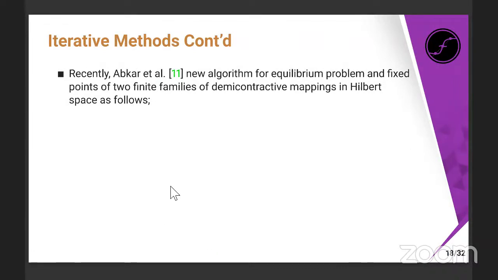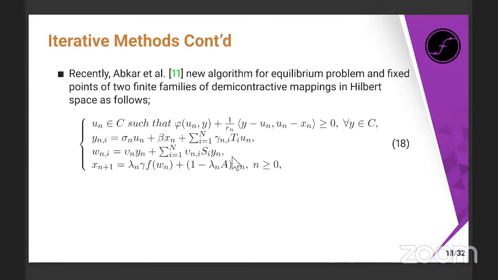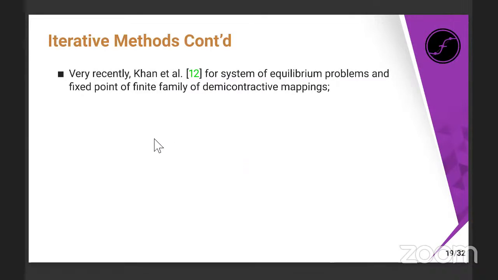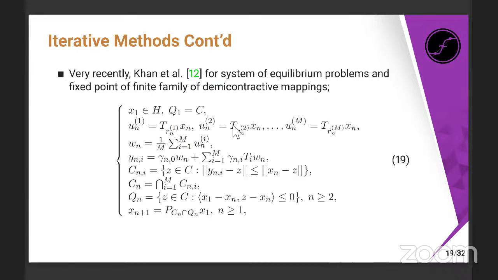Very recently, Abkar introduced a new iterative algorithm for finding common solutions, because our work will be on common solutions. So we are looking at what you have in the literature for finding a common solution of 2 or more problems at the same time. He introduced a new algorithm for the equilibrium problem and fixed points of finite families of demicontractive mappings in Hilbert spaces, and this is the scheme he obtained. And very recently, another author introduced an iterative algorithm for finding a solution to a generalized system of equilibrium problems and a finite family of demicontractive mappings. This is the scheme.